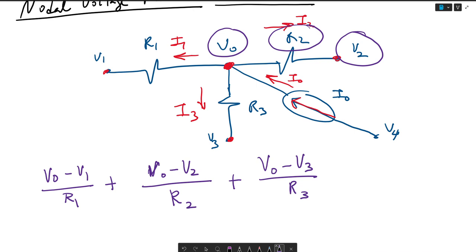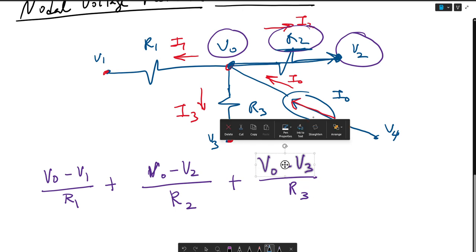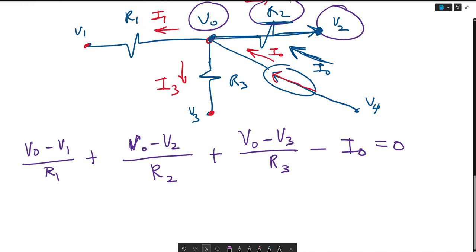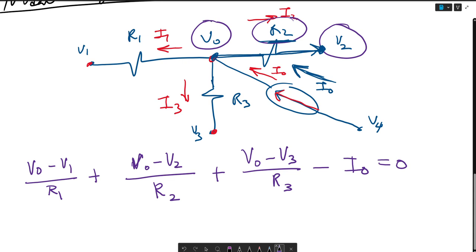But essentially, what I'm saying is for each of these terms, I'm starting at VO. I'm subtracting the voltage where my current is going to, and I'm dividing it by that resistor. And since the current IO is coming to my terminal, I have no choice but to say minus IO equals 0. And this is my equation at this node VO.